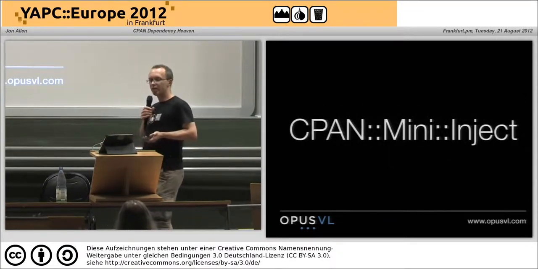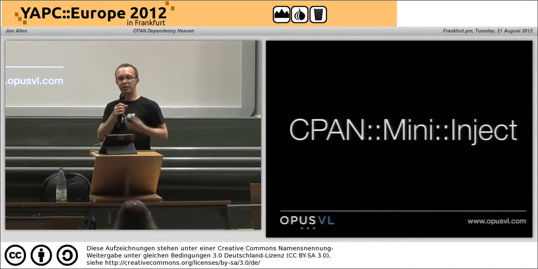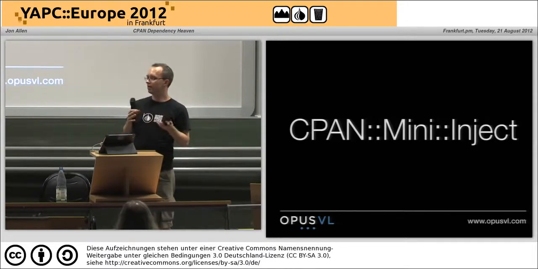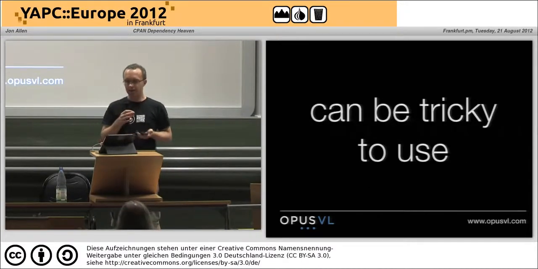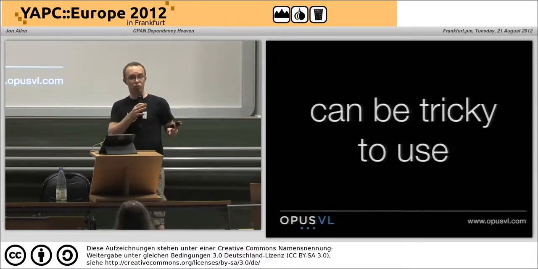So the first thing I'm going to talk about is CPAN Mini Inject. And what CPAN Mini Inject does is, if you have a CPAN Mini mirror, you can push your own modules into it, and it handles building all the index files and so on, so it just works as a normal CPAN. Problem is it's a bit tricky to use. It does work, just not quite in the most usable fashion.